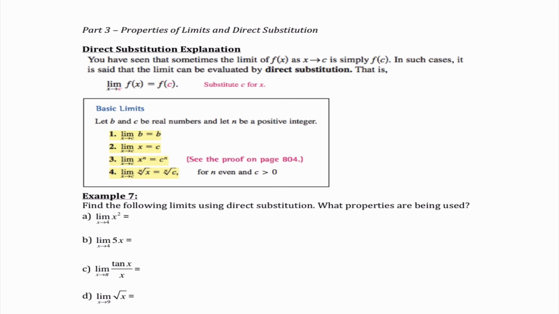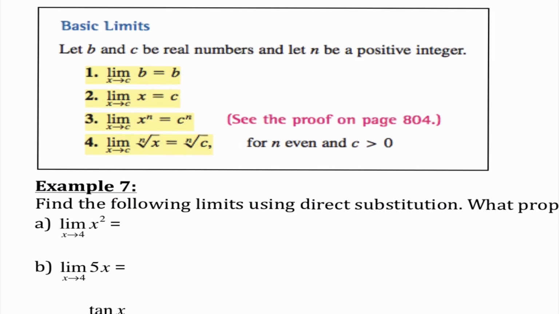So some basic limits. Once again, these are things we don't need to know the names of. We just need to know how to use them. Our first one, it says the limit as x approaches c of b is equal to b. This makes sense. What it's saying to us is that this is a horizontal line. So as x approaches any value on that horizontal line, that y value is our answer. It's the height. The second one, x just represents a linear equation. The limit as x approaches c, we can just substitute c in for x, and that is our answer.